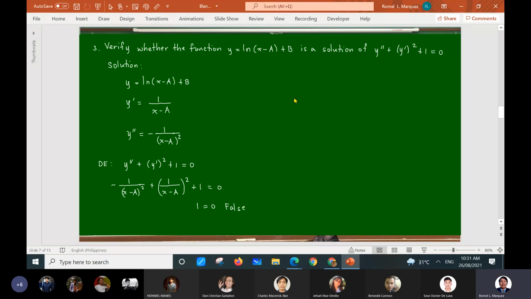So what conclusion can we make out of this? Children, y equals ln of x minus a is not a solution of y double prime plus y prime squared plus 1 equals 0. Okay? That's it. That's how to verify. Is that clear, guys?